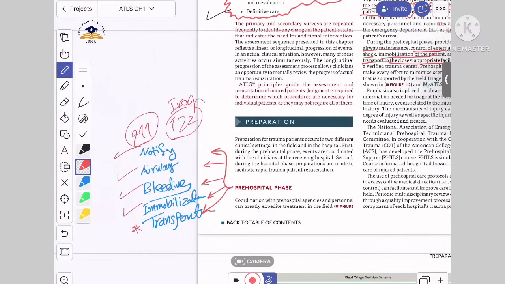Again, regarding preparation in the pre-hospital phase, the most important thing is to notify the emergency team by calling 911 or 122 in Iraq. Then the team will apply airway management techniques, and we will discuss airway in detail in the next chapter. They will control bleeding, immobilize the patient, and transport them to the nearest emergency department or trauma center.